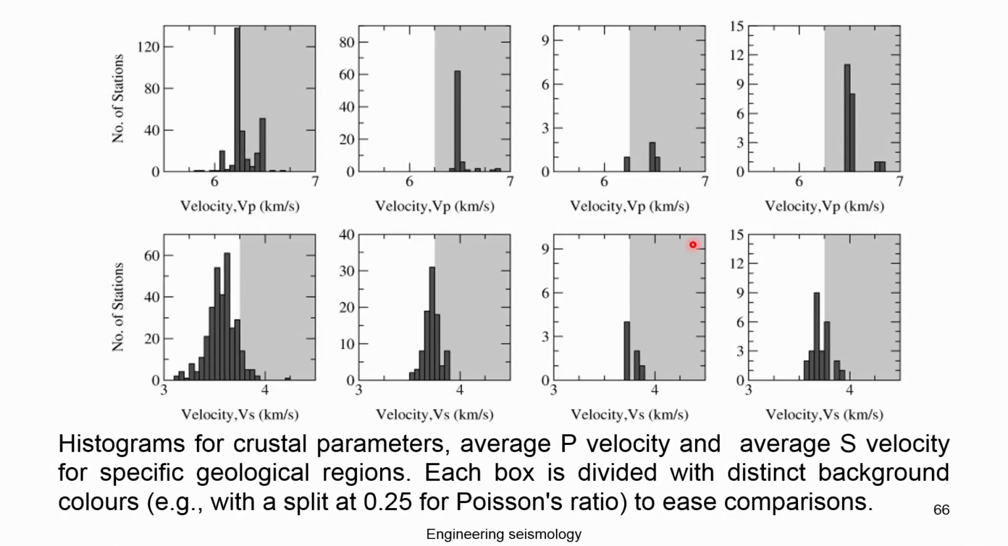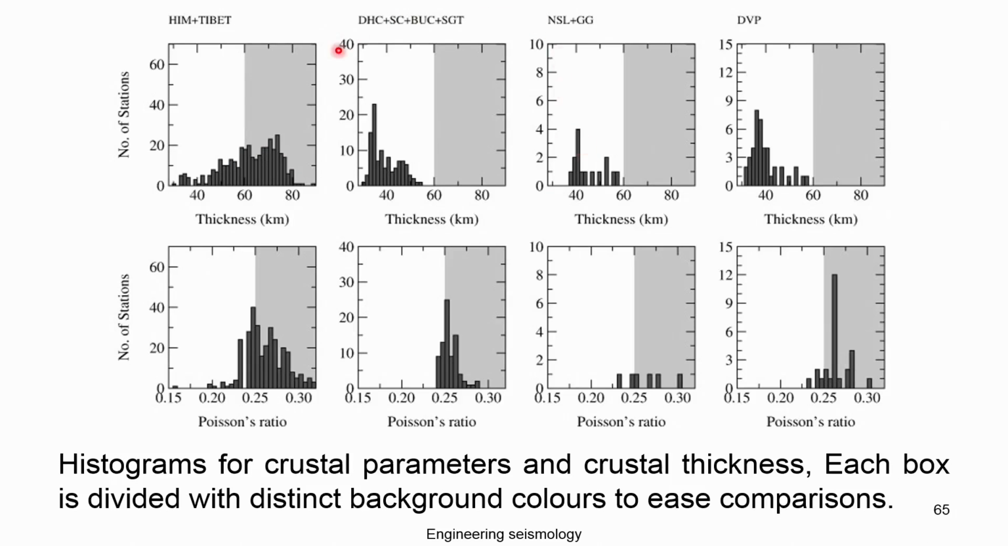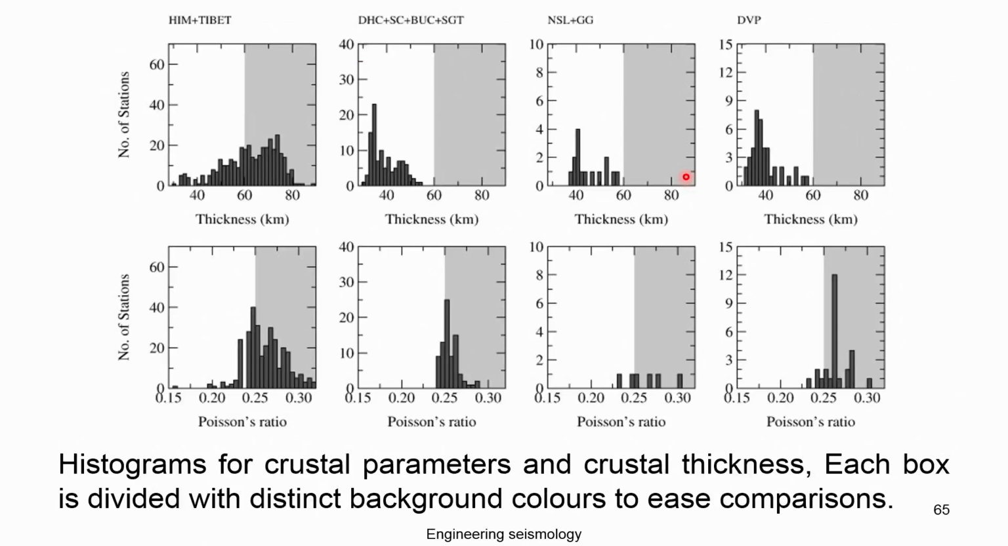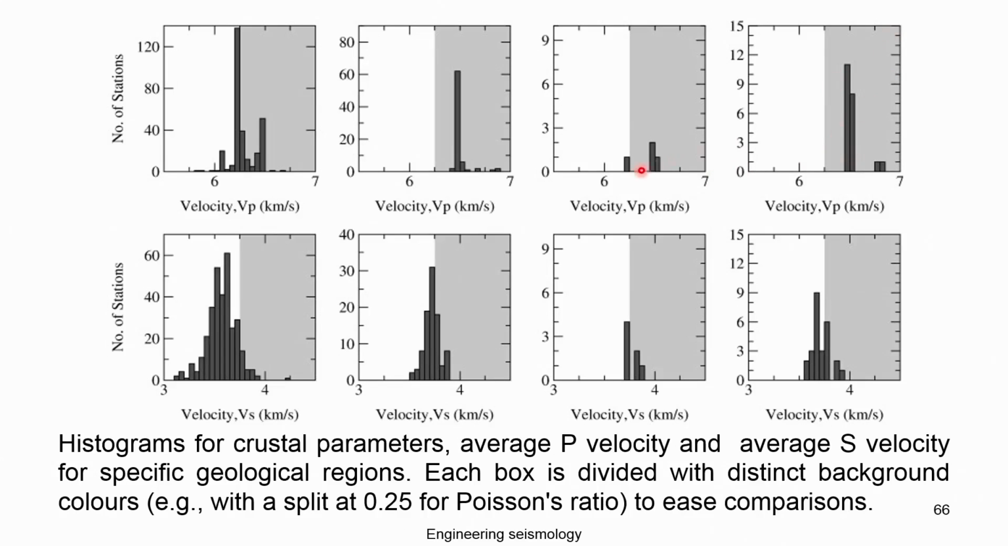This is the histogram again, giving the Vp and Vs velocity in the region. Even though we have seen that Vs has a velocity range of about 6.0 to 8.0 km per second, in regions like the Himalayan Tibet region the Vs was in this range, around 6.2 and 6.3. In the other regions, like the DS, SC and southern granite terrain, the Vs values are slightly larger than this. Then again the other regions, NLC and GG and then the DVP, you can see the variation.